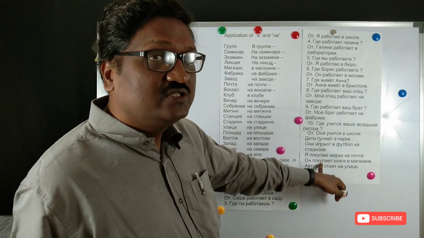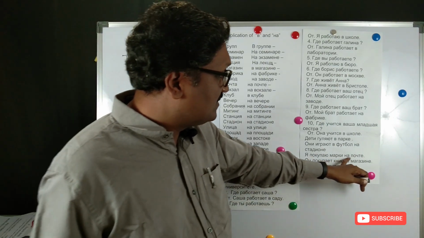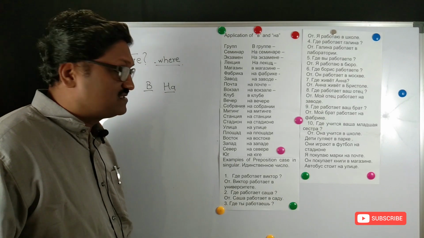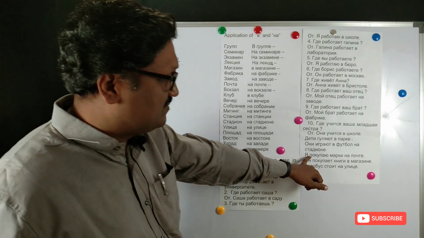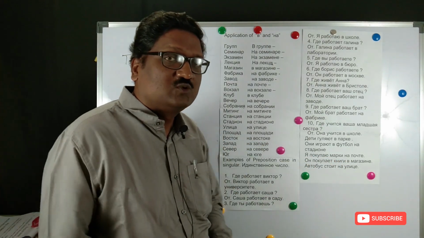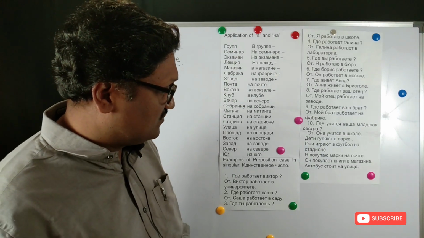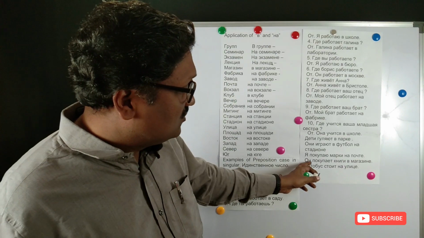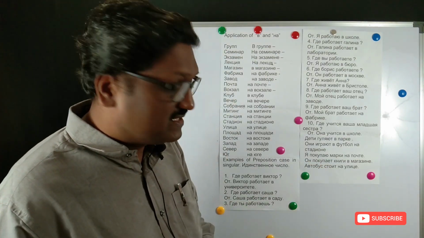Ya pokupayu marki na pochte. Ya pokupayu. At post I purchase the stamps. That is what at is coming here. So na. Ya pokupayu marki na pochte. I am purchasing stamps at post office. Na pochte. Ya pokupayu. Ya pokupayu knigi V magazine. Ona pokupayet knigi V magazine.